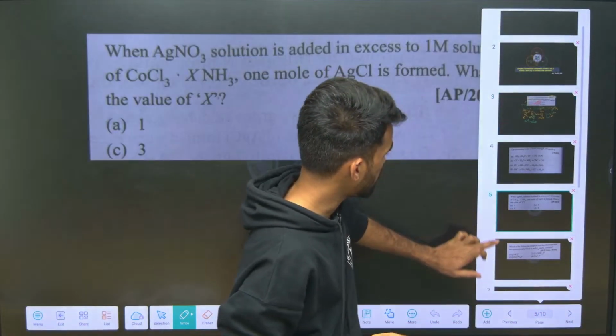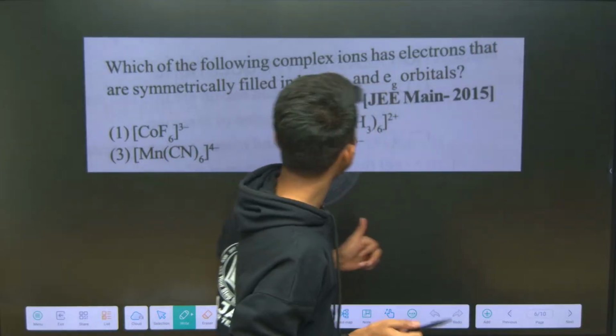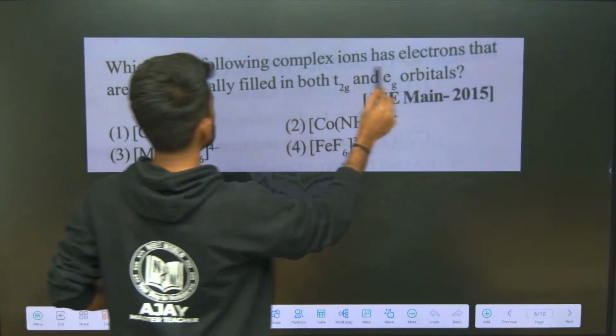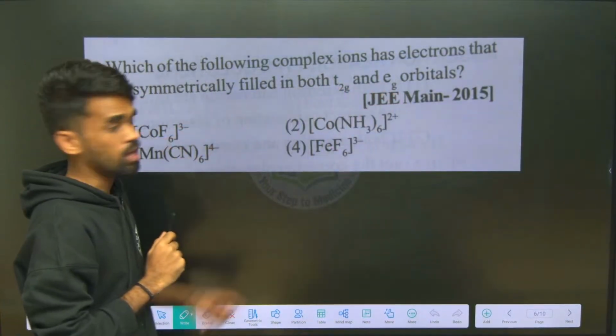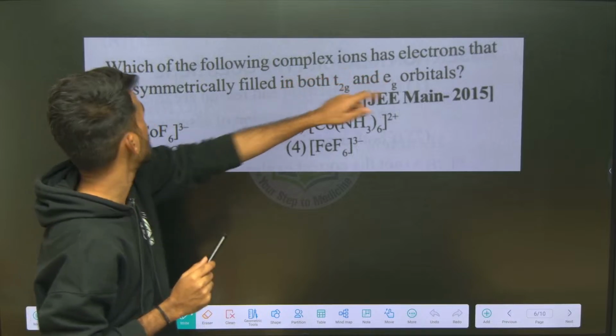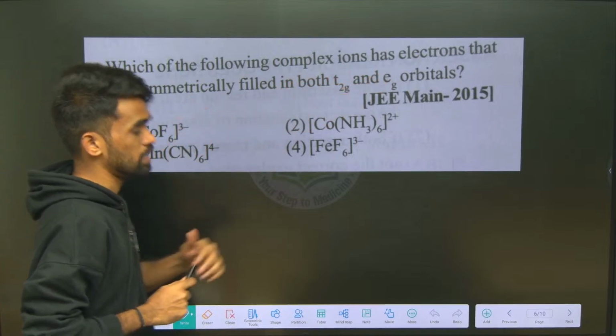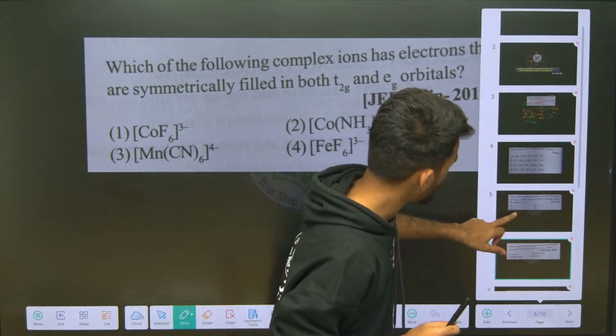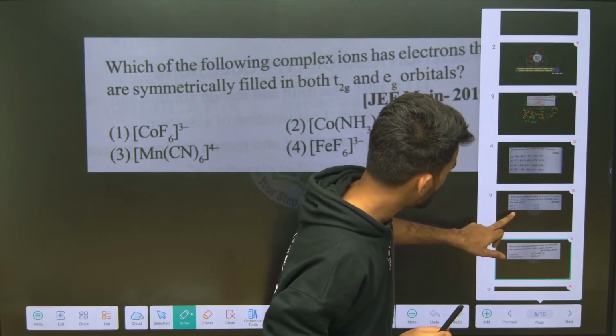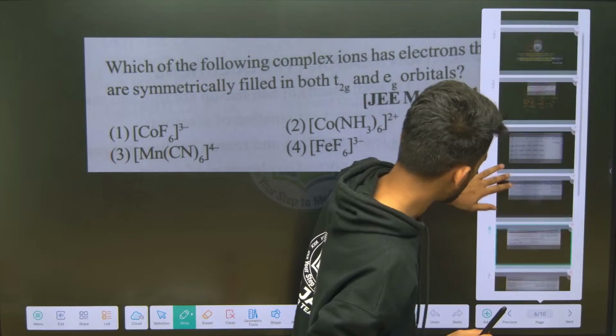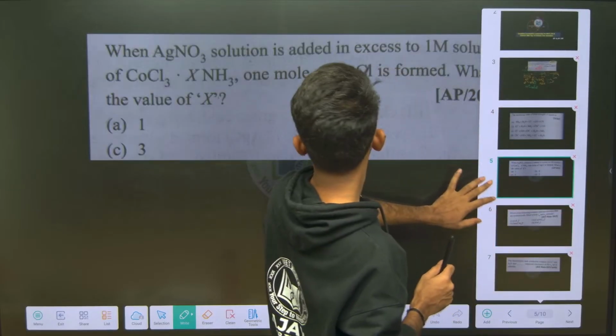So they will ask you which of the following complex ions has electrons that are symmetrically distributed. Yes, we will come back to this. First of all, you need to know the basic things. Let me explain this.